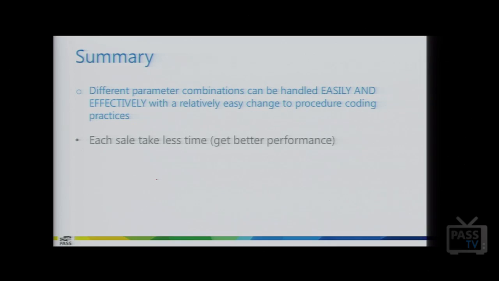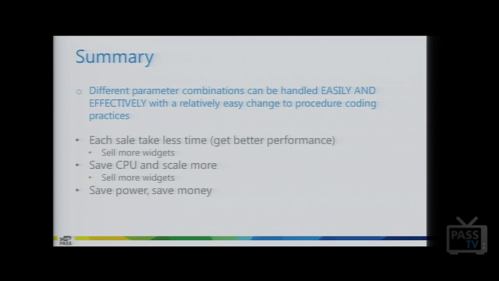You can't say more than that. So you'll take less time for your sales, you'll sell more stuff, right? You'll save CPU, you'll scale more, you'll sell more, right? Which is all good. You'll save power. I mean, you could make arguments that you might not need as big of a box. You might not need to buy a new box as quickly. And I can always make the point that if you can save power, you can save the world.